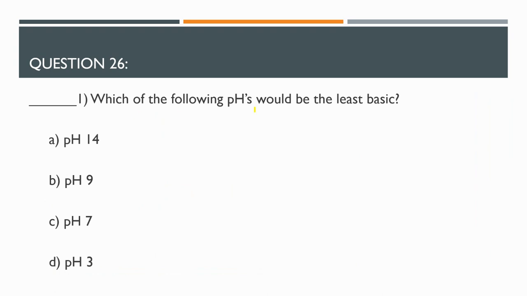All right, so which of the following pHs would be the least basic? Okay, so remember that basic are your bigger numbers. A comes before B. So acids are less than 7, bases are greater than 7. And so obviously this right here, high number, that's a very strong base. 9 would be a base. 7 is neutral. And 3 would actually not be a base at all. It would be an acid. So that's going to be our answer there.